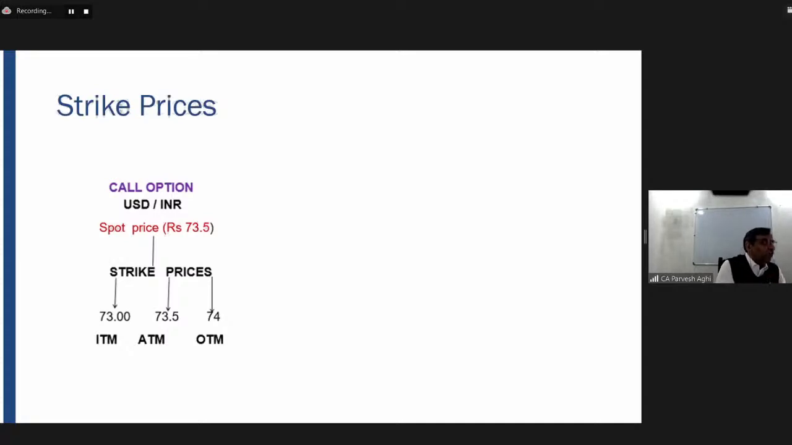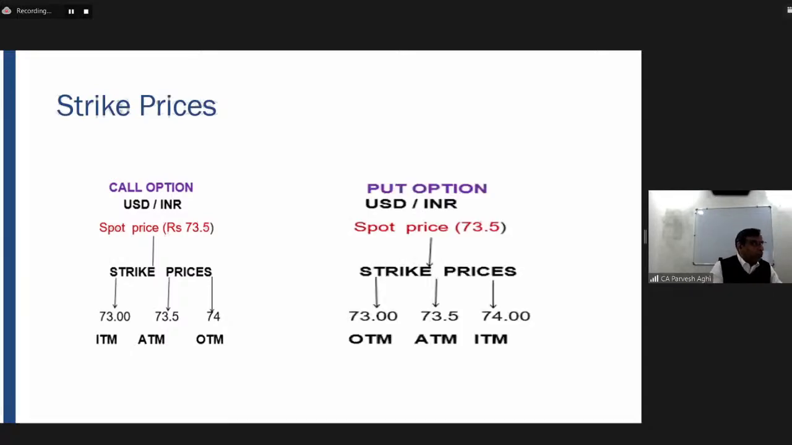If you choose 74, that means you're choosing an out of the money call option. Your profit will begin from 74. If the dollar price goes to 75, you make a 1 rupee profit, as against a 2 rupee profit if it was in the money. So now you can choose either in the money, out of the money, or at the money. Now the second question really: why choose an out of the money? Why not always in the money? Okay, the answer is coming. But before that, we look at the put option.